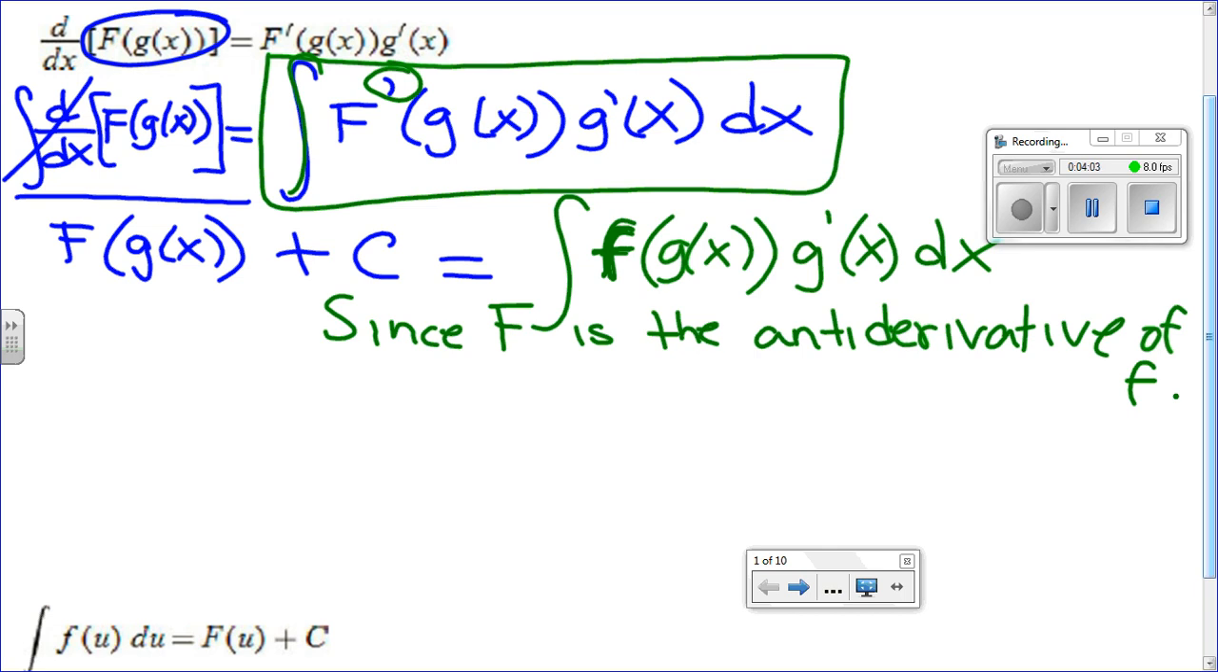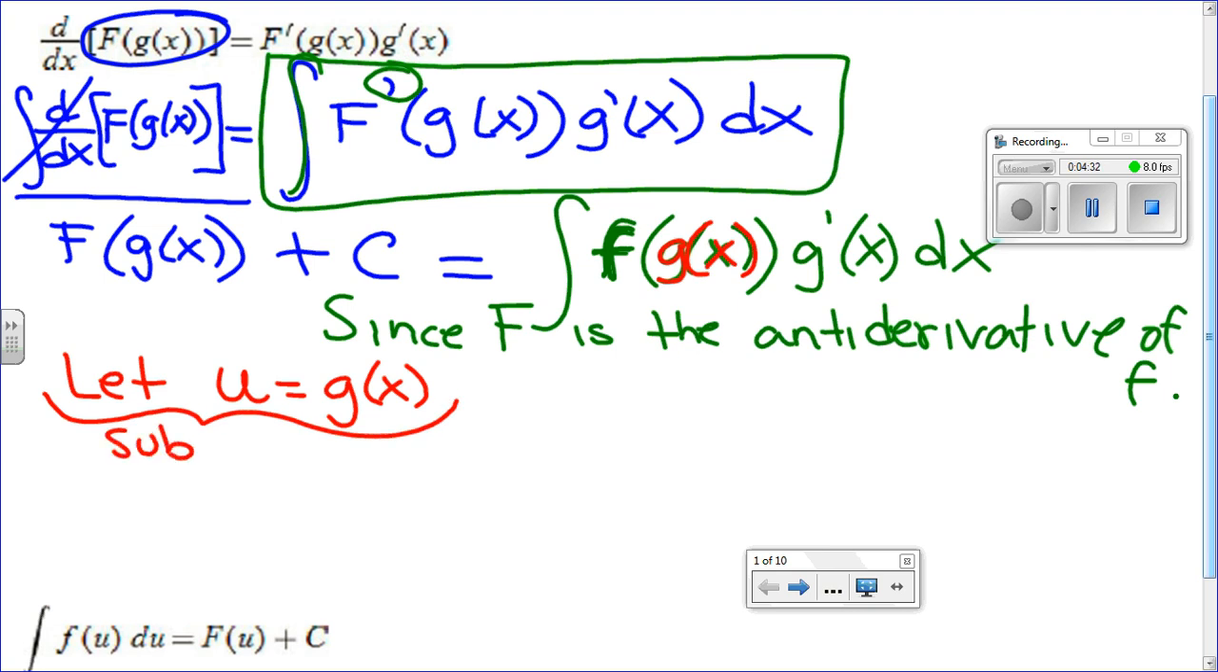Okay, then what we're going to do is consider this part right here, this g of x. We're going to call it u. Let u equal g of x. And if you notice the title of the section, what is it? Integration by substitution. So this is the substitution part right here. And once we do the example with the real functions, it will make more sense to you.